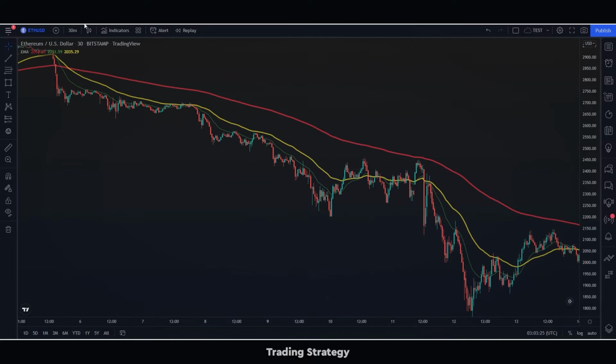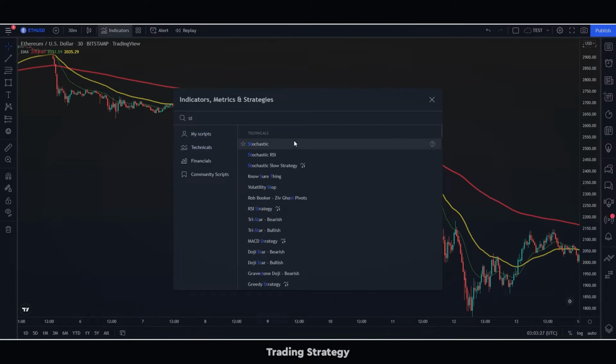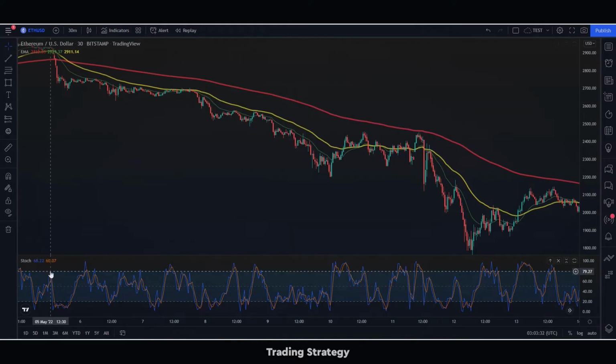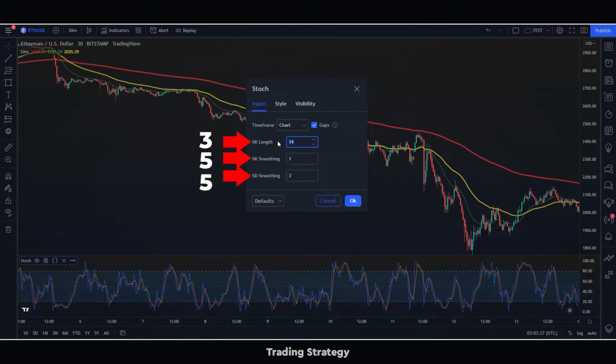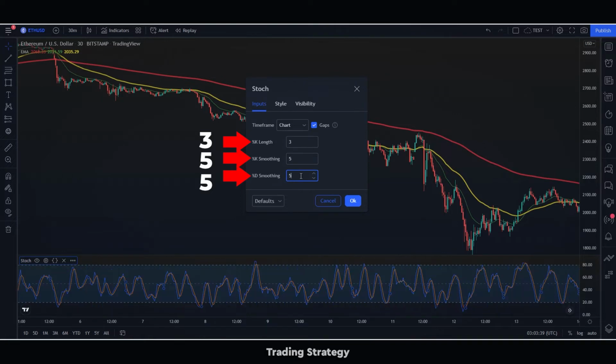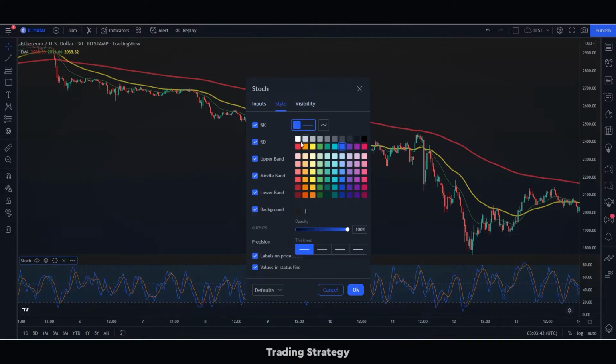The next thing we will have to do is select the stochastic indicator. To this indicator, we will put the parameters of 3, 5, 5. And we will change the stochastic line to white and the signal line to red.